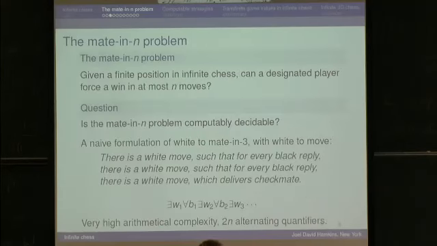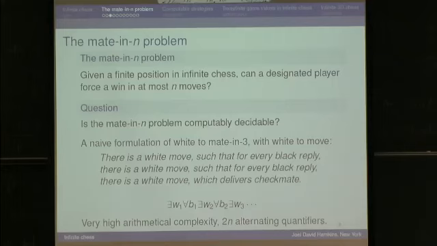Okay, so the mate in n problem, as I said, is the problem of determining whether a designated player can force a win. And the question from the computability perspective is, is this a computable question? Is it a computable problem to determine whether a given finite position is mate in n?